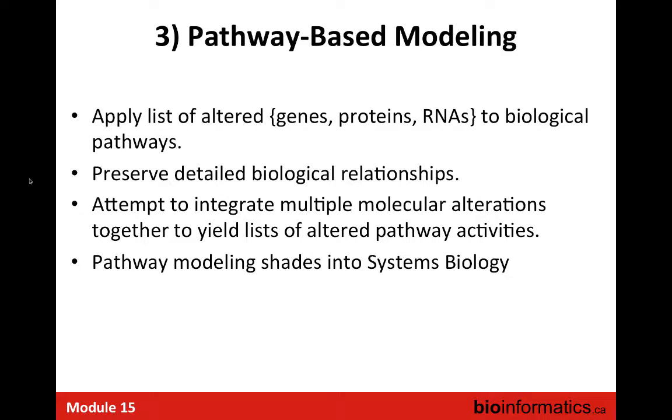So the last part of my talk, and I do apologize for running over time, but I'll get through this relatively quickly because it's quite painful. This is more about looking at pathway modeling. So again, you're still going to have lists of genes, proteins, transcripts. We have preserved a lot of the interactions, the information about the relationship between those entities. What we're trying to do is integrate multiple data types, things like copy number variation and somatic mutations, together to try and yield not just a list of significant pathways, but a list of altered pathways.